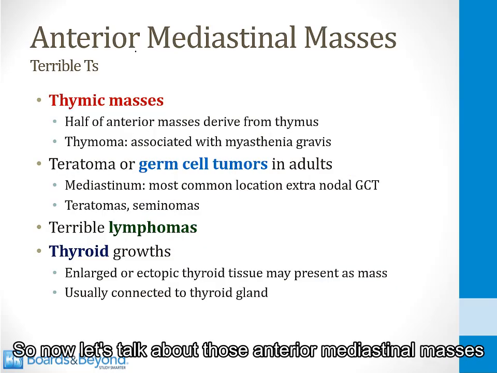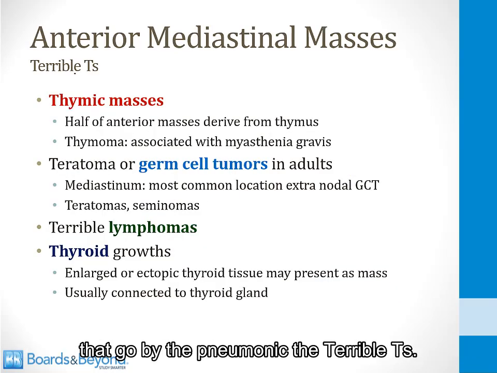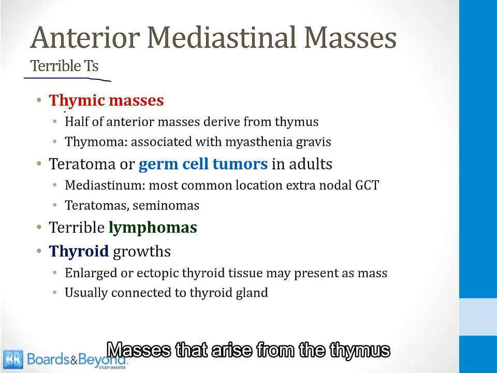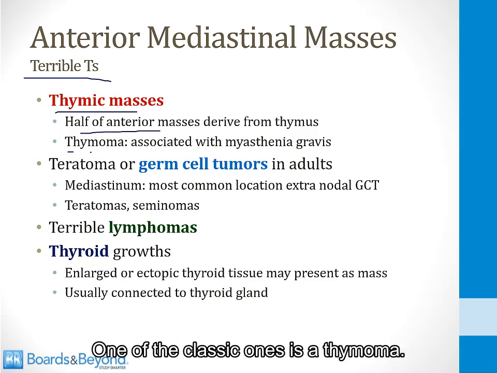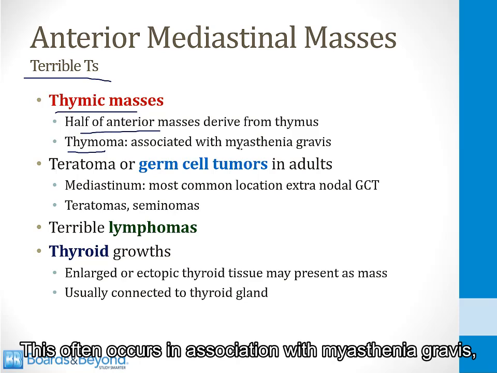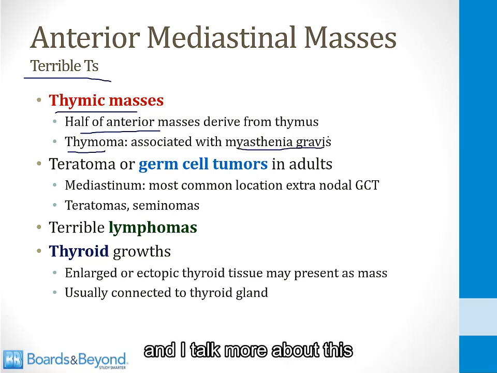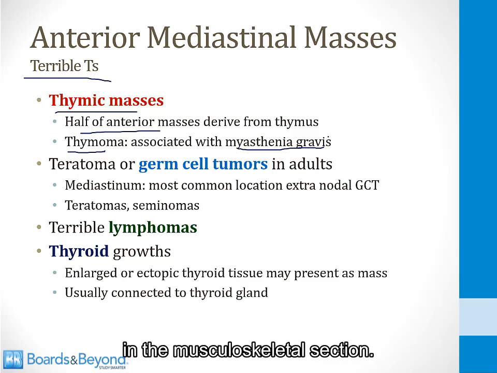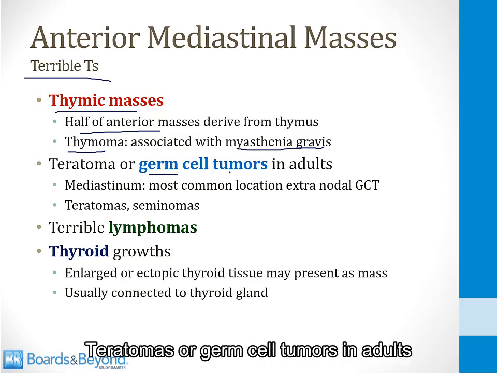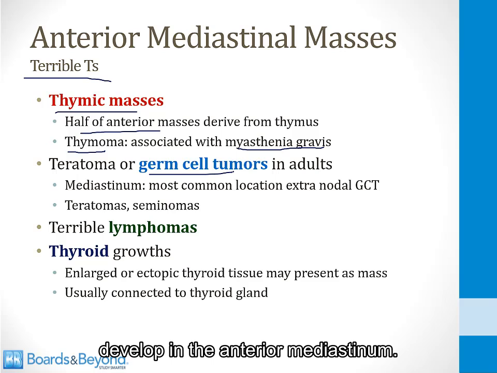So now let's talk about those anterior mediastinal masses that go by the mnemonic the terrible T's. Masses that arise from the thymus are half of all anterior mediastinal masses. One of the classic ones is a thymoma. This often occurs in association with myasthenia gravis, and I talk more about this in videos on neuromuscular junction disorders in the musculoskeletal section. Teratomas or germ cell tumors in adults develop in the anterior mediastinum.